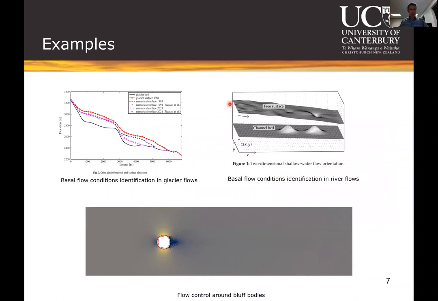The kind of inverse problem we've been interested in is really relevant in geophysical flows. For example, here we've got a glacier flow, and we can measure pretty well what's happening at the free surface, but not very well what's happening at the base. So we've developed methodology to solve such inverse problems for glacier flows, for river flows as well. And recently we've been working on flow control, how to eliminate the wake from a cylinder in cross flow using suction and blowing.